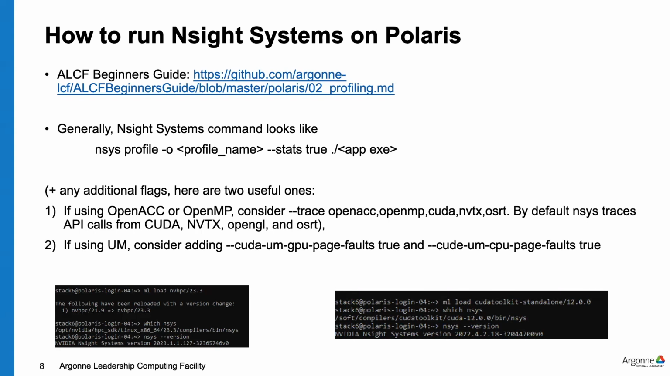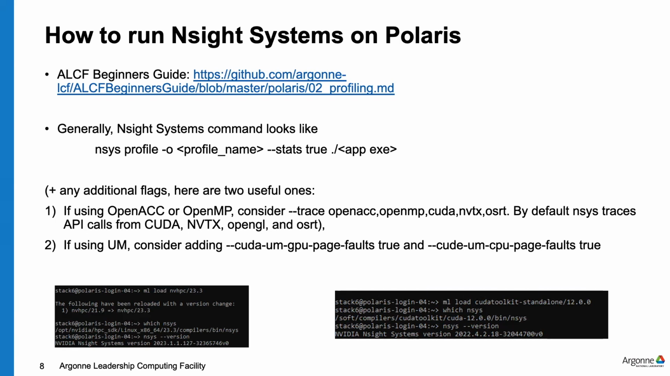And then 2 additional flags that I always find helpful. If you're using OpenMP or OpenACC, you can consider adding --trace OpenACC or OpenMP. By default, Nsight Systems traces API calls from CUDA, NVTX, OpenGL, and the operating system runtime. OpenACC and OpenMP, if they run on the GPU, are just boiled down to CUDA anyway, so you will see it in the CUDA API, but if you want an extra row to see your OpenACC or your OpenMP just for verbosity, you can add those there.